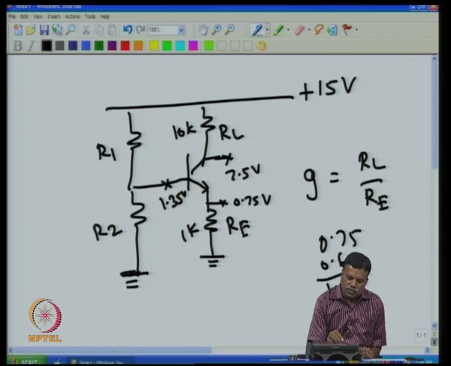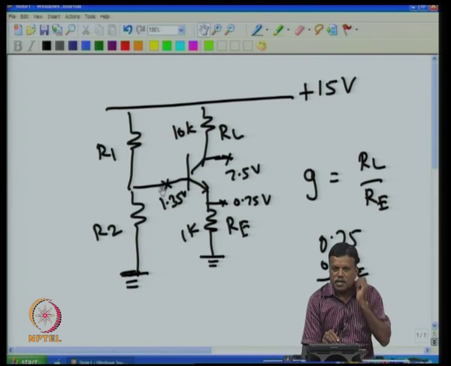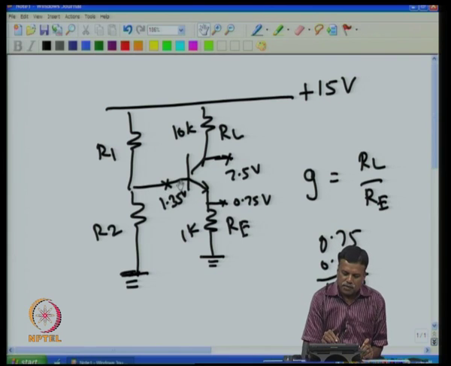Now, I can get various combinations of R1 and R2. The actual value depends upon the base current. If I neglect the base current, I can take any value for R1 and R2 to get 1.35. But normally, if this voltage is 0.75 volt, then the current through this is 0.75 milliampere. Then if hFE is 100, the base current will be 750 microampere by 100, that is 7.5 microampere. Then I can select a current of 75 microampere here. With that, I can select 1.35 here.